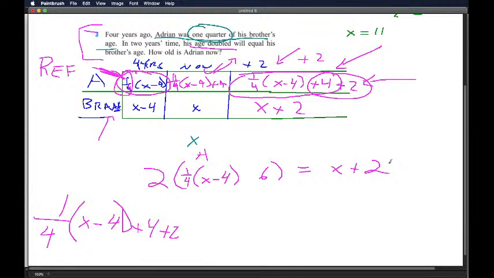So let's start working on this. We have this ugly fraction. What I would do is I would FOIL this in first. I'd keep the 2 on the outside. I'll do that after because I like showing my work. So 1/4 x.